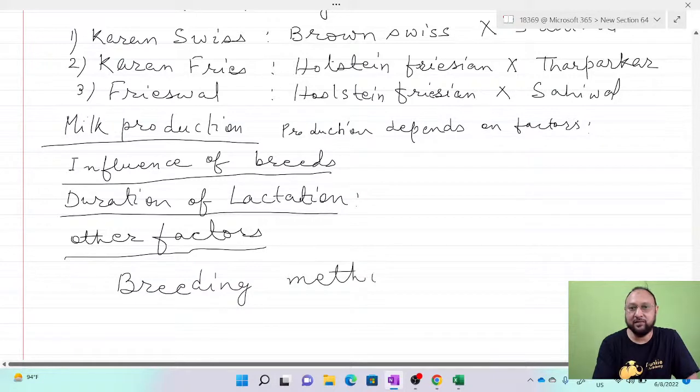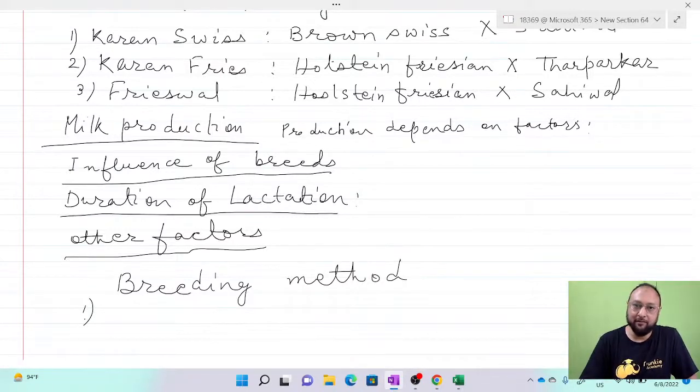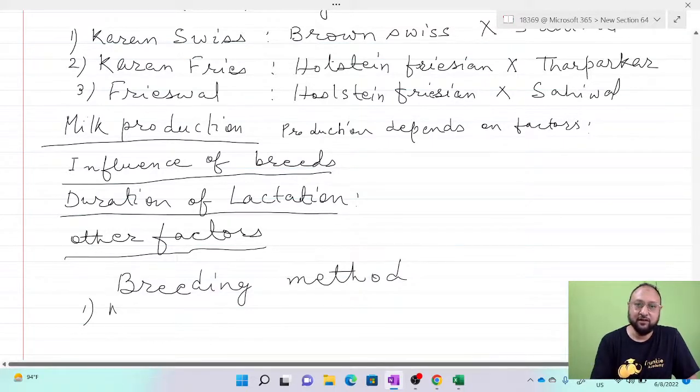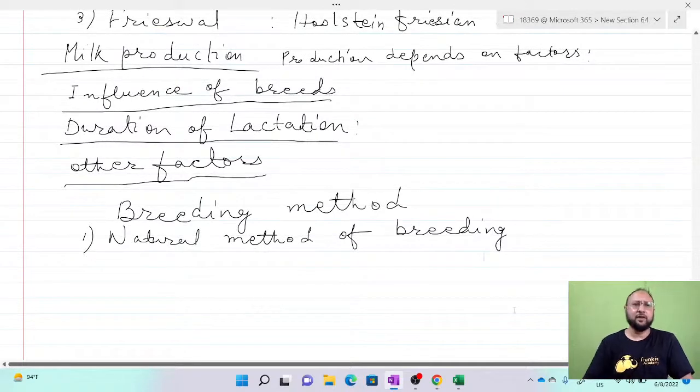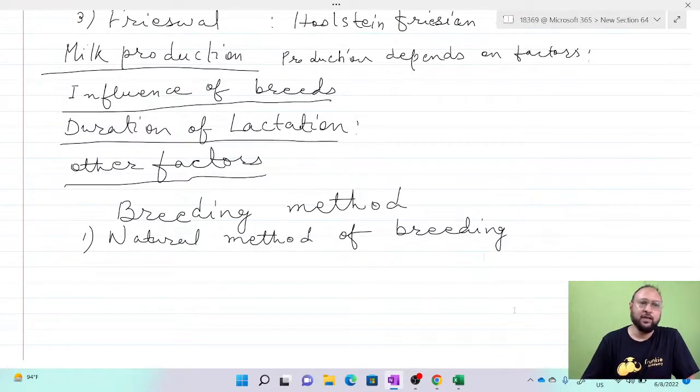So there is a natural method, because in nature these breeds also breed. It is a traditional method of breeding. Number one is the natural method of breeding. It takes place by cross breeding between the indigenous and the high yielding exotic breeds, by a natural physical mating process, simply by allowing the physical mating. This is a traditional method.